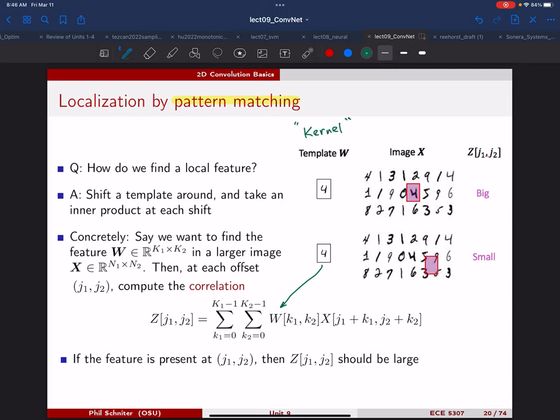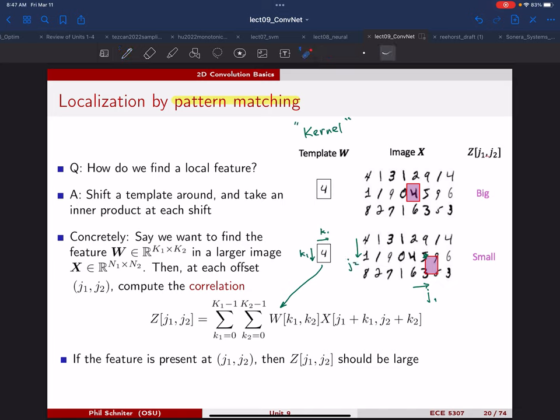So we have this template, and let's look at the variables we're using. K1 and K2 are indexing across the template. Okay, and then we have an image. Let's say we reference the location of the template within the image. Maybe the top left corner, we'll call that point J1 and J2.